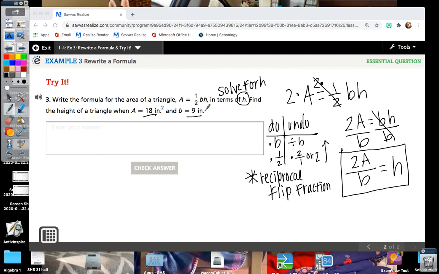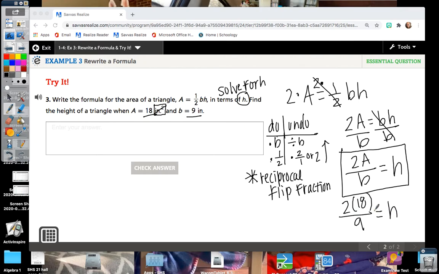So we need to know what the height is when A is 18 inches squared and b is 9 inches. One of the biggest mistakes we see is this squared out here. A lot of people try to carry it to the 18. It doesn't go to the 18. That's your area. That's just saying you had inches times inches. You do not carry it to your 18. That stays out there with inches. So 18 goes into A. Do not square it. And then for b, we're going to put 9.